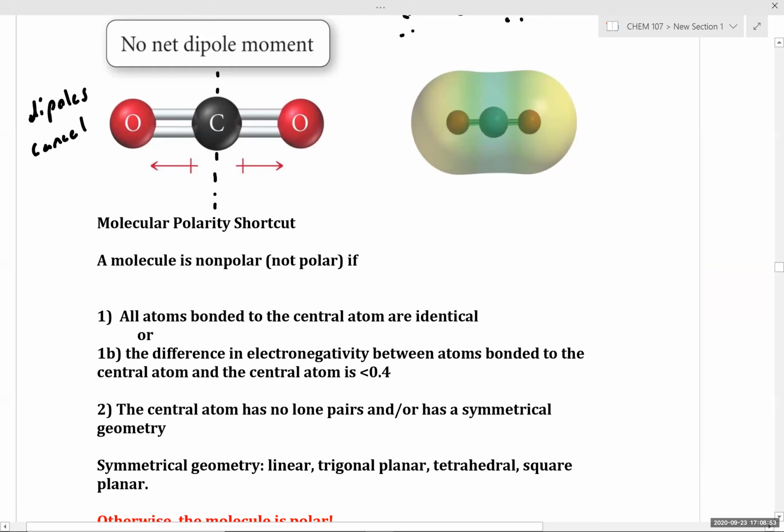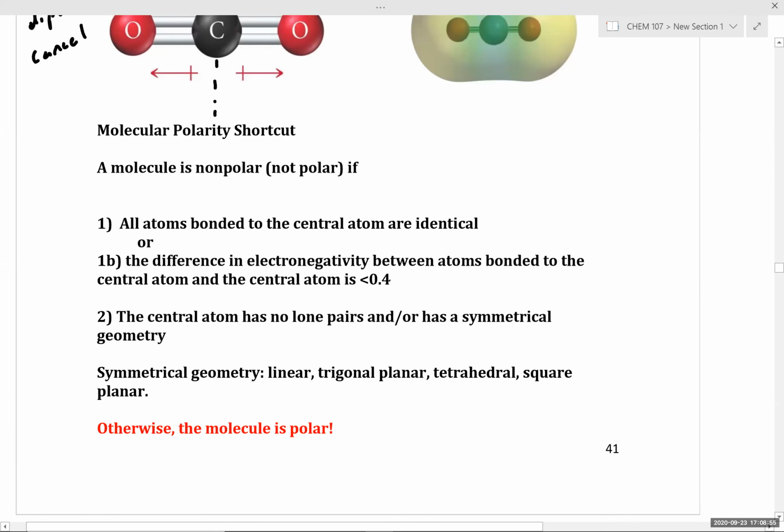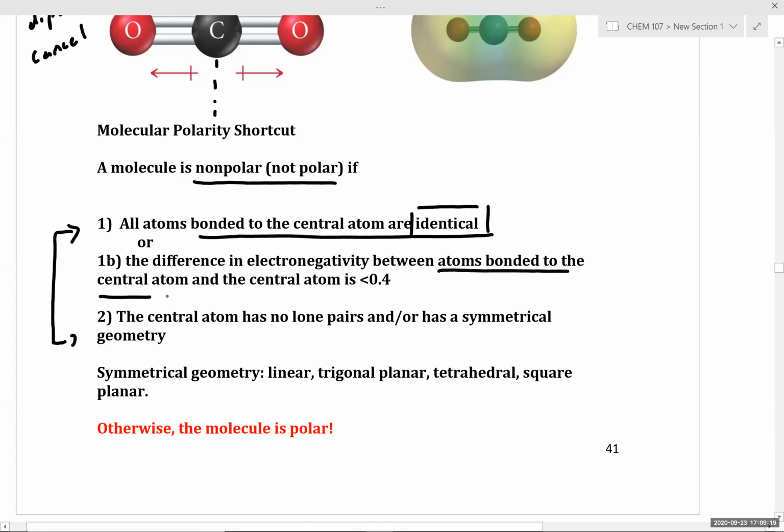So there's a shortcut that you can use. The molecular polarity shortcut that I like to invoke: a molecule is non-polar, so not polar, has no net dipole, if both of these conditions are met. First, either all atoms bonded to the central atom are identical, or the difference in electronegativity between atoms bonded to the central atom and the central atom is less than 0.4. That's our first set of conditions. So this is the first condition.